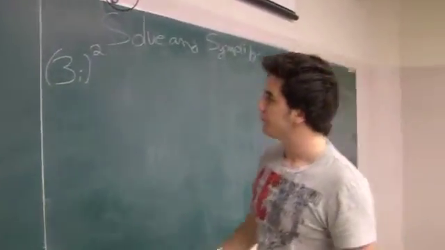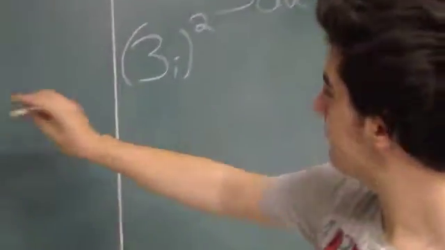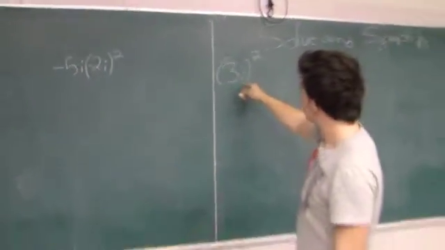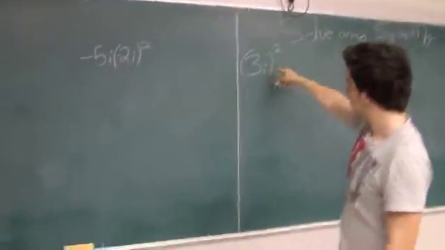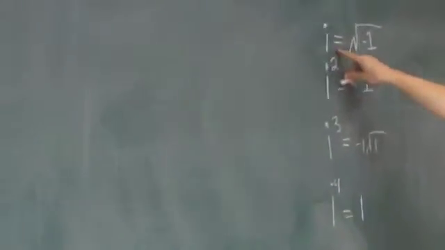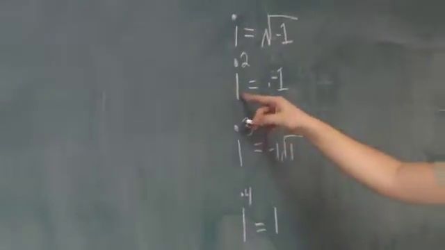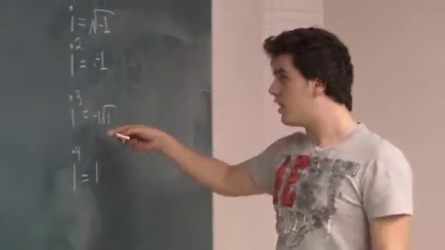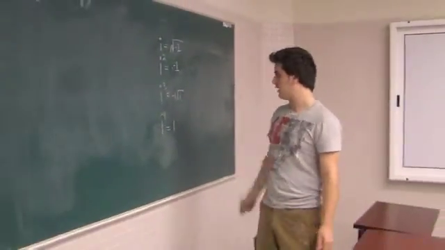Solve and simplify. I have these two problems. I'm going to solve one by one. Okay? In parentheses, 3i squared. In my class, we know i to the first power equals the square root of negative 1. i squared equals negative 1. i cubed equals negative i, the square root of negative 1.